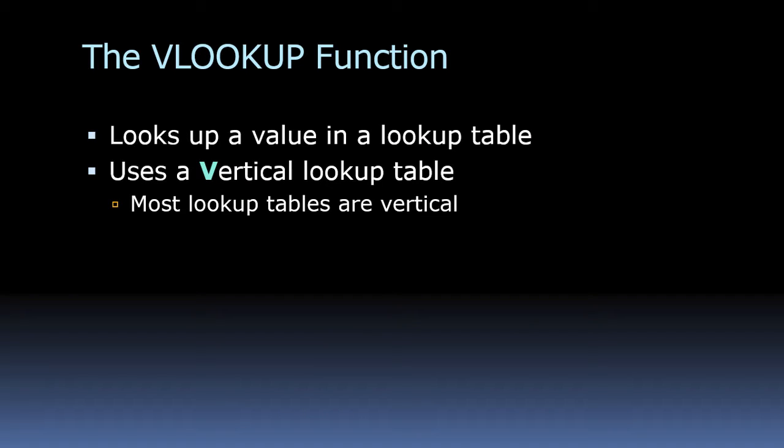The VLOOKUP function just looks something up in a lookup table. The V stands for vertical, which means it's going to use a vertical lookup table. And most lookup tables are vertical. A phone book is a giant vertical lookup table. Once in a while, you see a lookup table that's horizontal for space considerations, but usually about 98% of tables, I would guess, are vertical lookup tables.